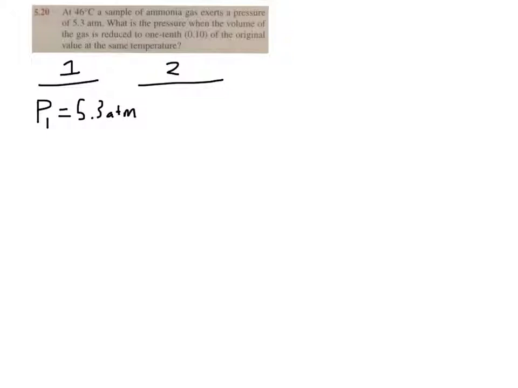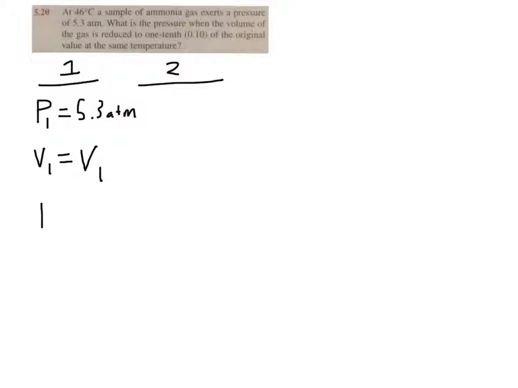Now, what's our volume? And this is where it gets trickier. Let's look at the problem. They don't really tell us anything about the volume. They tell us the volume of the gas is reduced to 1/10 of the original value. So we have a problem here. What do we do? Well, when we don't have a number for something, let's just put in a variable like in math class. So V1 equals V1. Perfect. Very creative. Let's keep going.